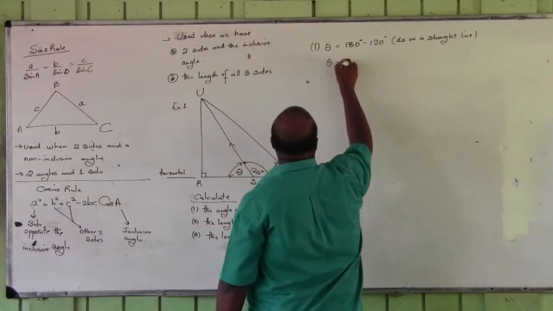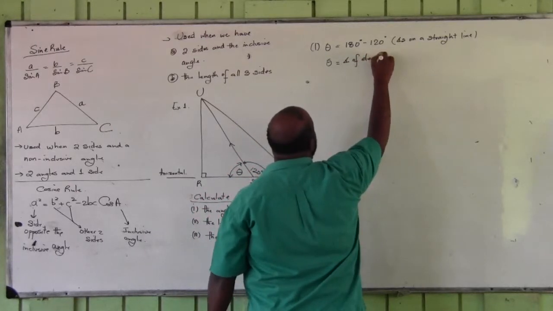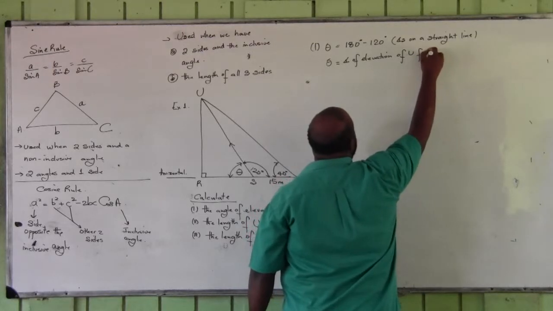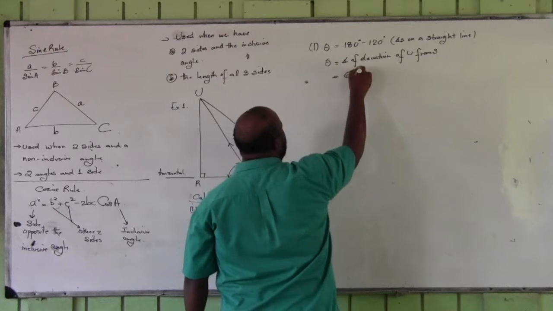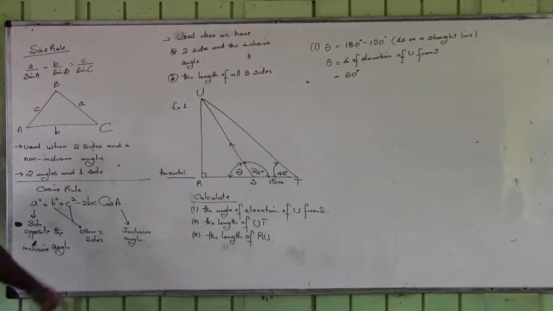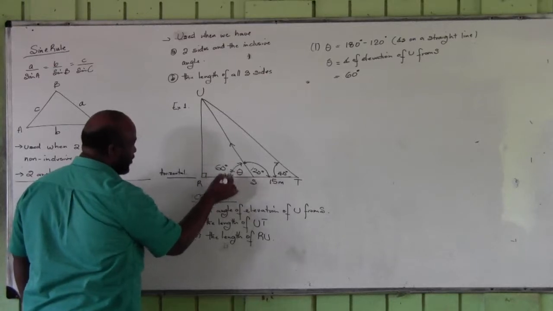So theta, which is the angle of elevation of U from S, is equal to 60 degrees. What is the angle of elevation of U from S? It is 60 degrees. It is very simple if you know what you're doing. If you don't know what you're doing, it is a nightmare. This angle here is 60 degrees.